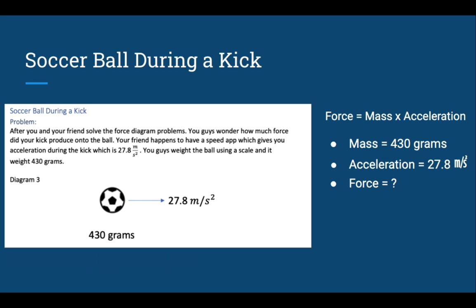Now that we've finished our force diagram solutions, we are going to move on to the soccer ball during a kick problem. Here, we are trying to find the force of the kick onto the ball if the ball's mass is 430 grams and the acceleration is 27.8 meters per second squared. We will use force equals mass times acceleration.